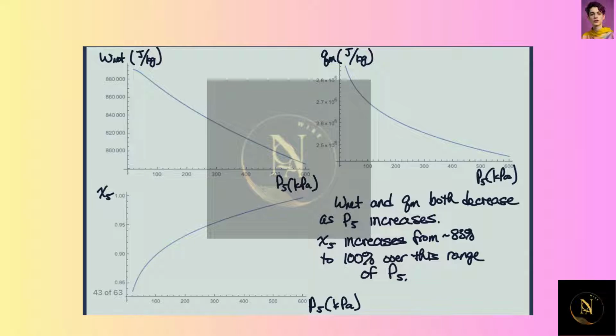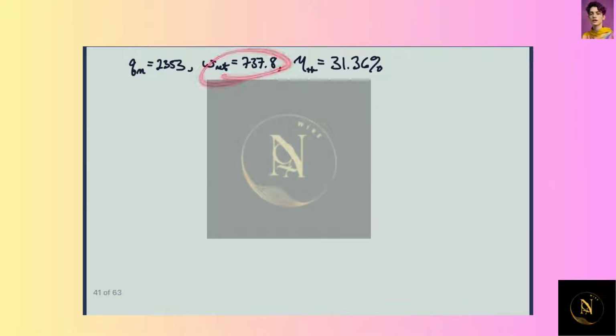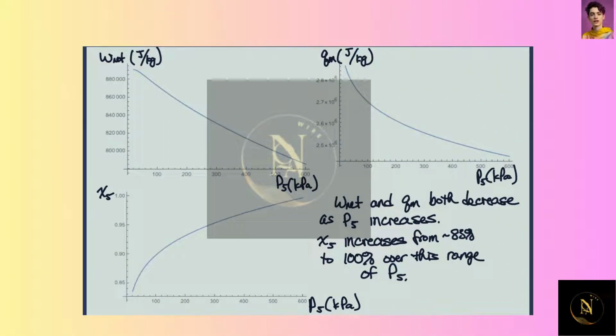You can also look at other things. I just looked at a bunch of various things here to see how it affects things. It's not very intuitive, but you can look at these and try to justify the answers. So we can see that as the bleed pressure goes up, our net power output goes down. Let's see what our specific power output was over here: about 738 joules. So we're down below this, and this would continue to drop as we go higher.